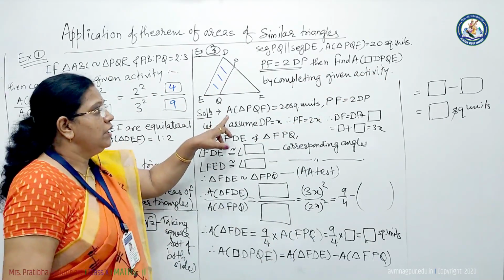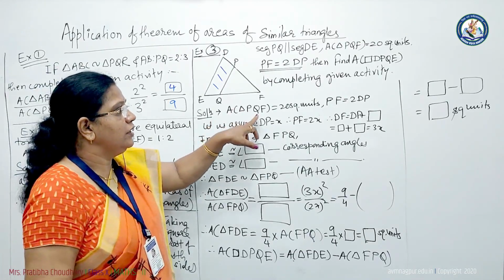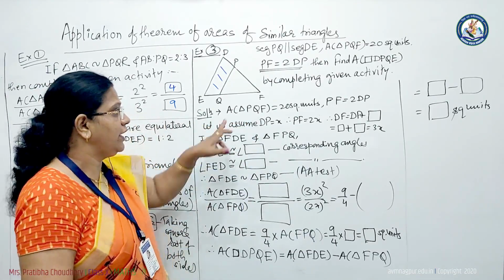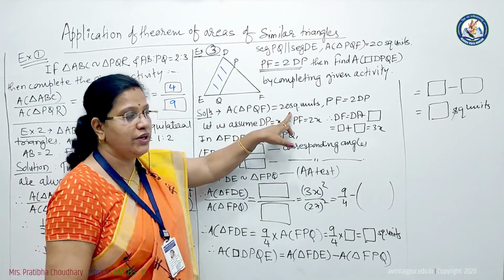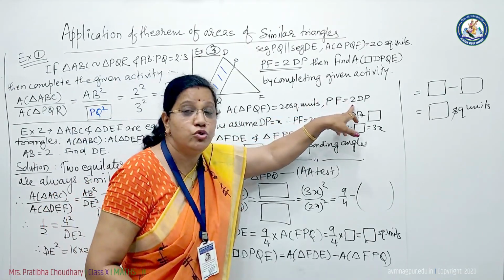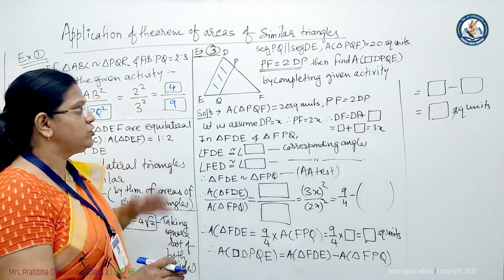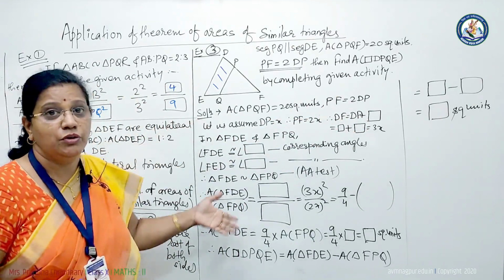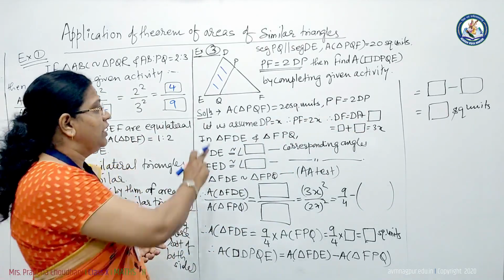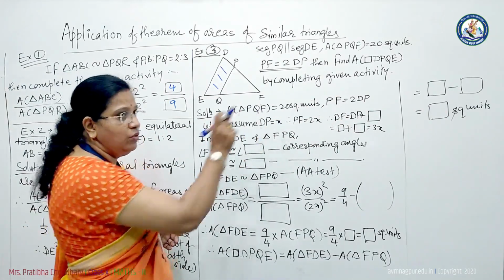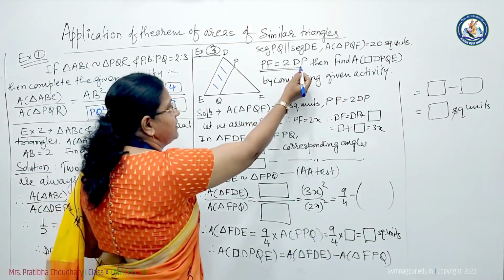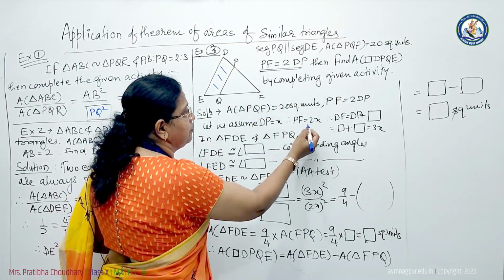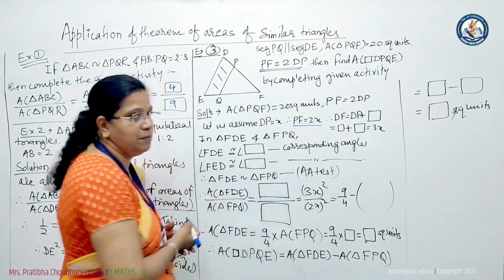Okay. So while solving, whatever is given we have to write. So area of triangle PQF is 20 square units. PF is 2 times DP. Now let us solve. This is an activity, so we'll have to complete it, half of the problem is already solved there. Let us assume DP is equal to x. If we are assuming that this DP is x, what will be PF? It is 2 times DP. That means it will be 2x.